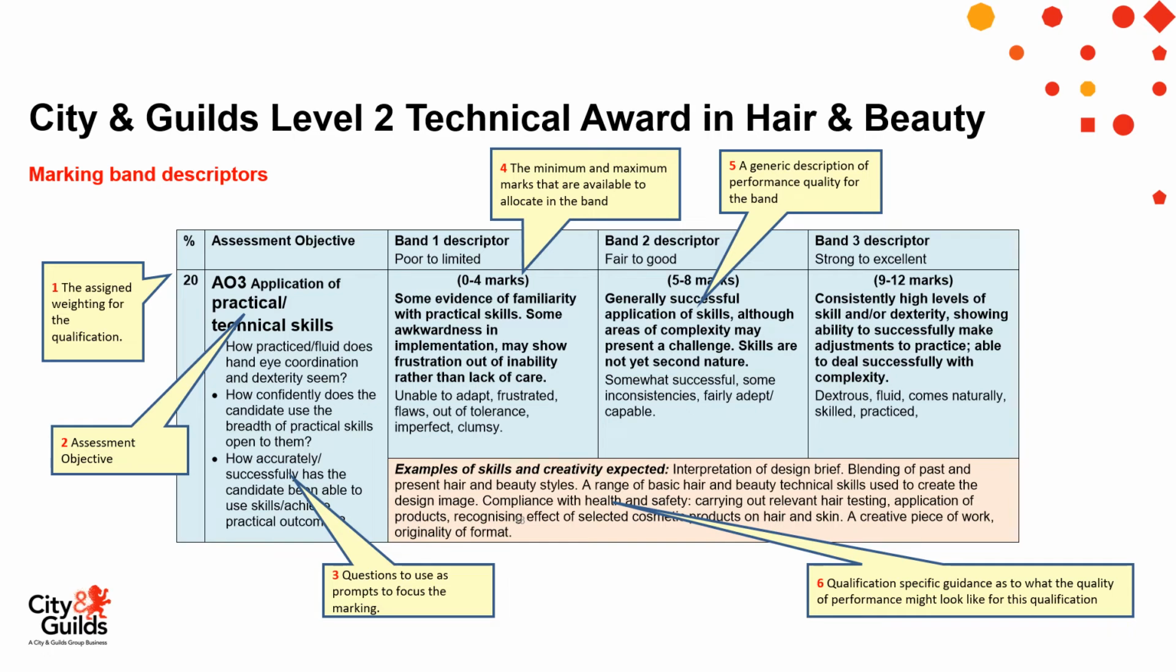Number 4, the minimum and maximum marks that are available to allocate in the band. Number 5, a generic description of performance quality for the band. And number 6, the qualification specific guidance as to what the quality of performance might look like for this qualification.